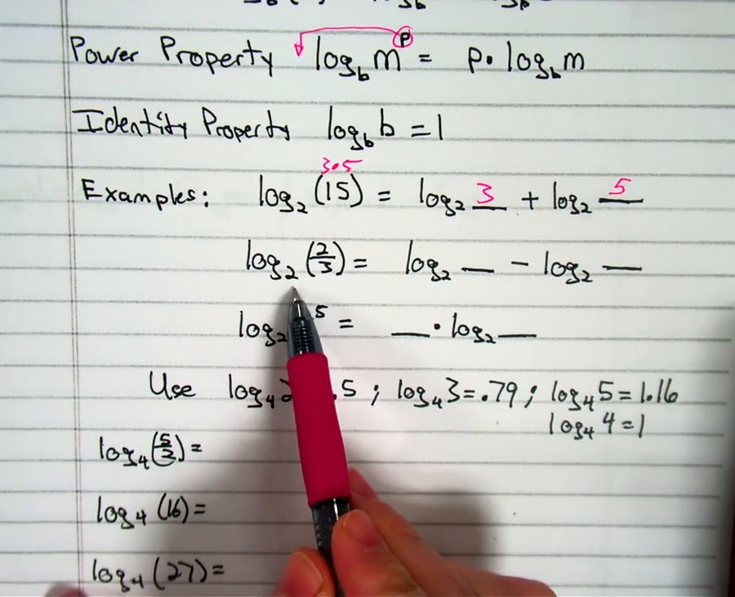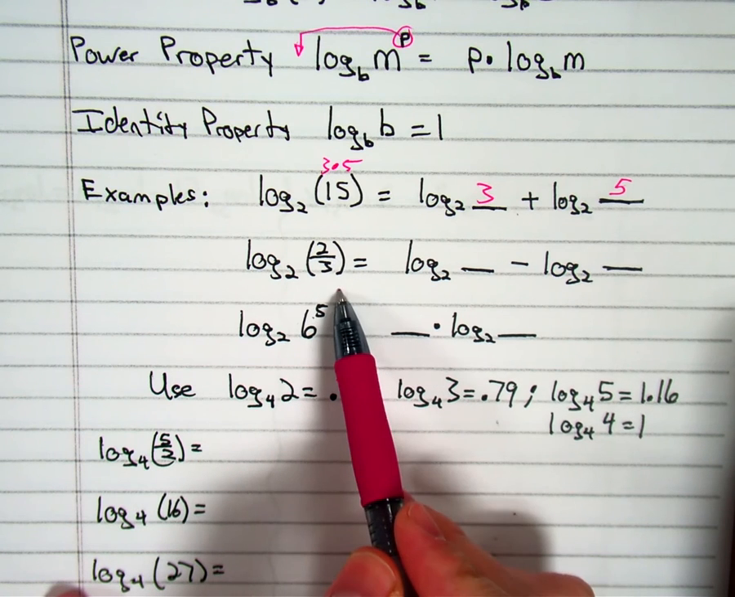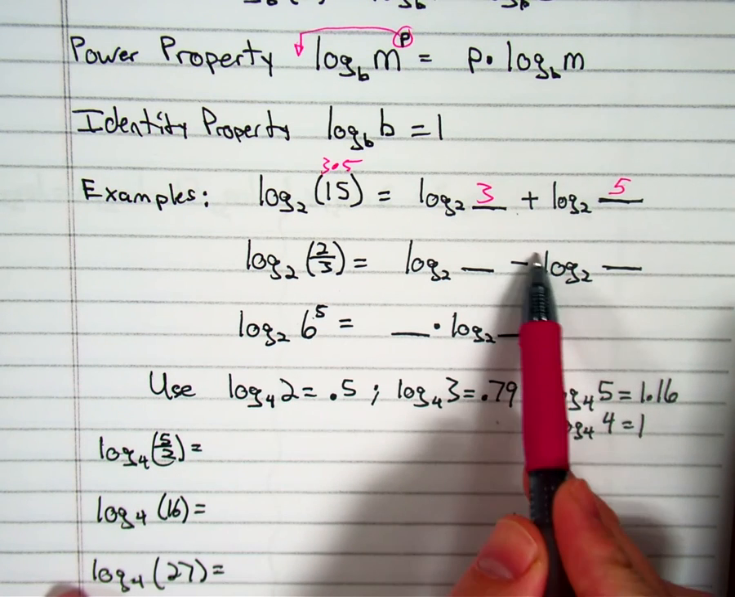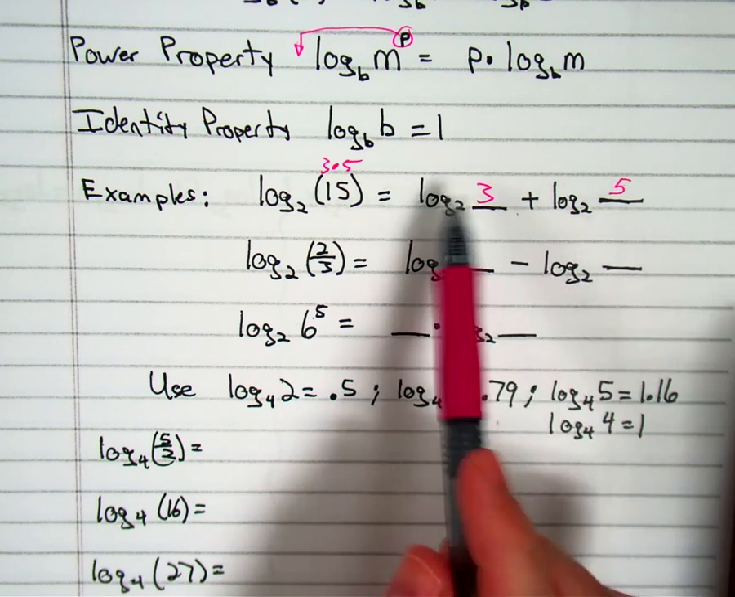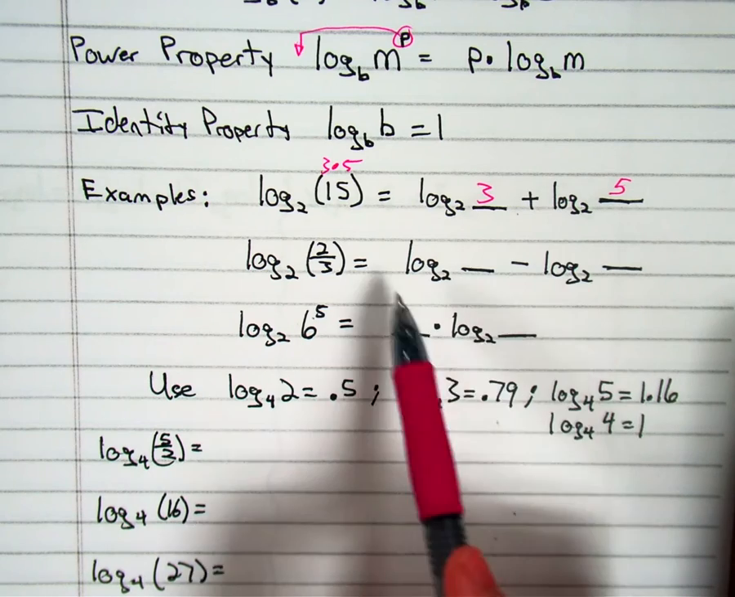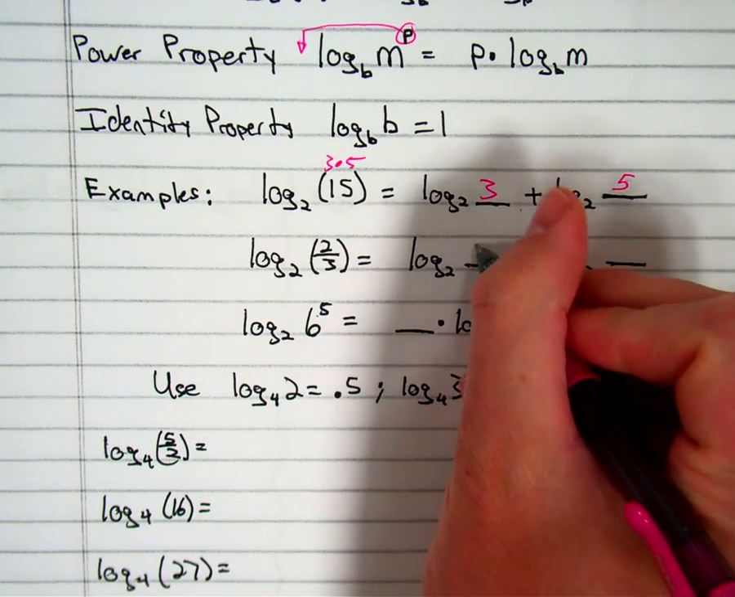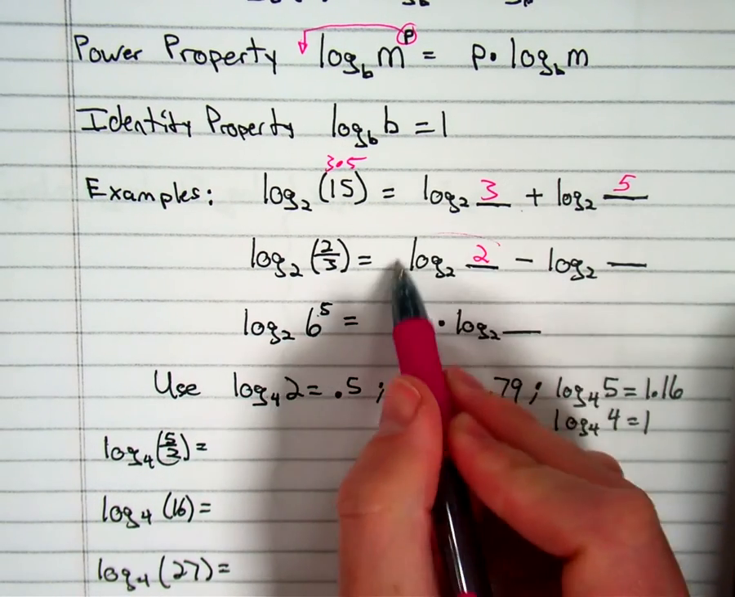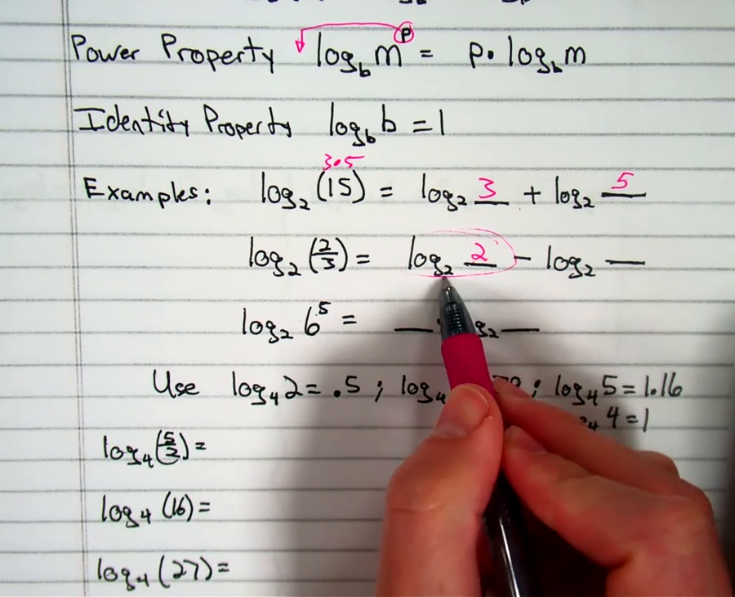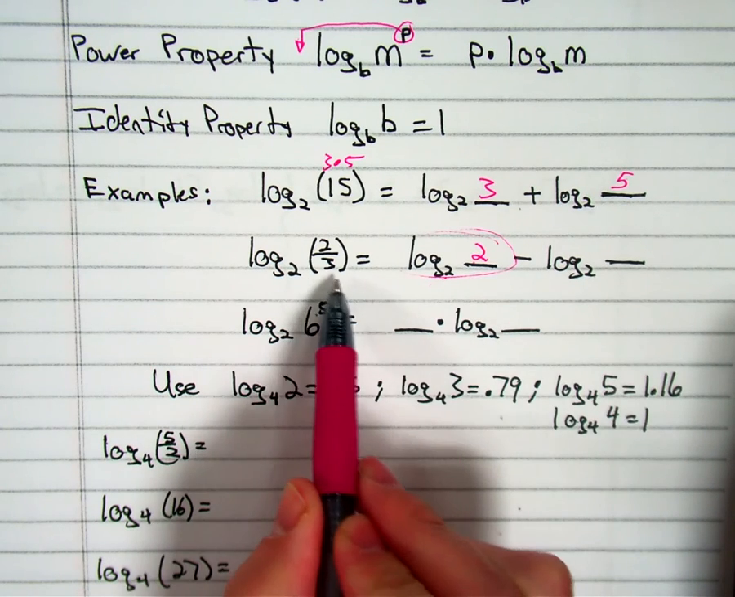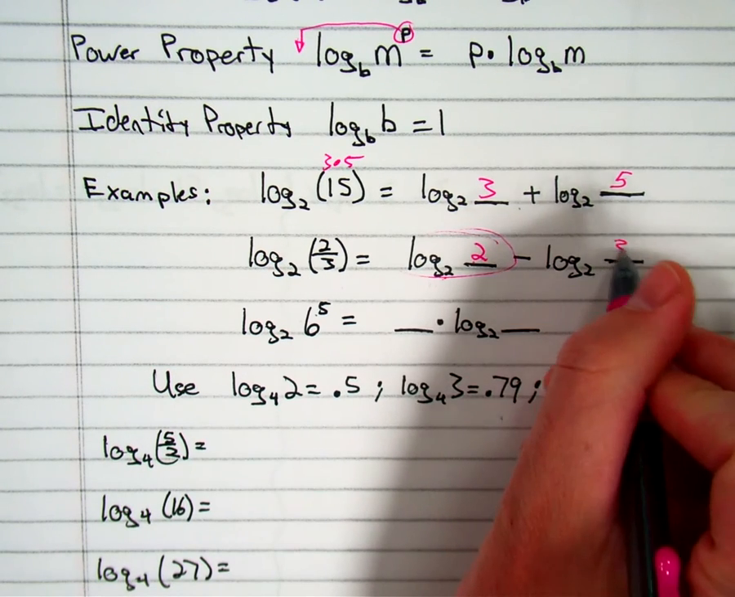Log base 2 of 2/3. I can split that up into a subtraction problem. With the multiplication one, it doesn't really matter which one goes first. With the subtraction one here, it does. The top goes first. Log base 2 of 2. Ooh, that's nice. We know what that is, right? That's going to be 1. And log base 2 of 3.